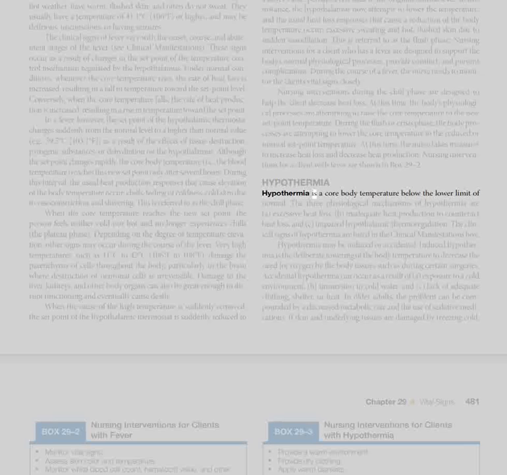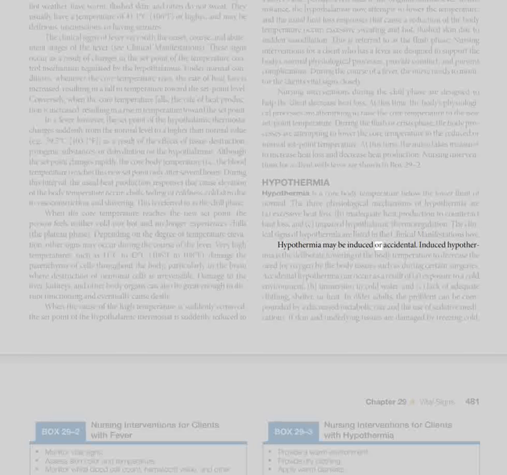Hypothermia. Hypothermia is a core body temperature below the lower limit of normal. The three physiological mechanisms of hypothermia are: A. Excessive heat loss, B. Inadequate heat production to counteract heat loss, and C. Impaired hypothalamic thermoregulation. The clinical signs of hypothermia are listed in the clinical manifestations box.